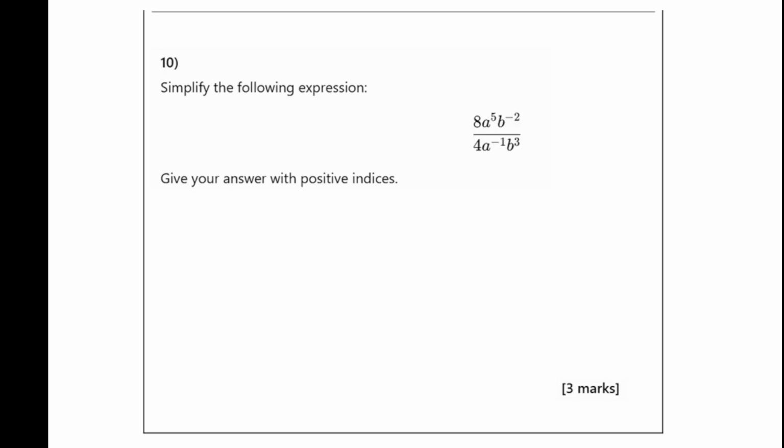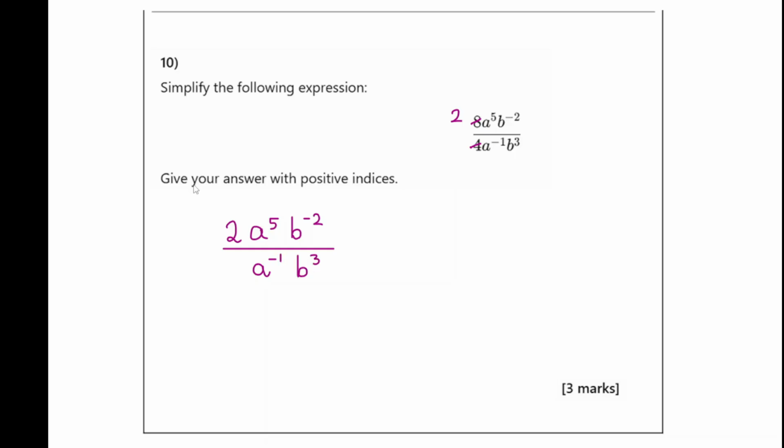Question number 10. Simplify the following expression. Give your answer with positive indices. Now, I can divide 8 by 4, and I know the answer at the top, the number is 2. So let's see what I have now. 2, a to the power of 5, b to the power of negative 2, divided by a to the power of negative 1, b cubed.